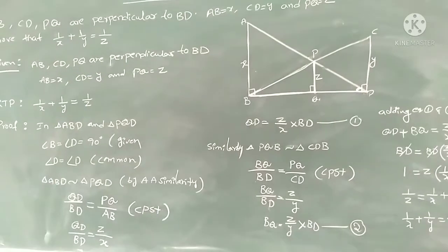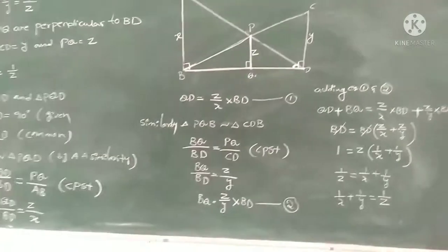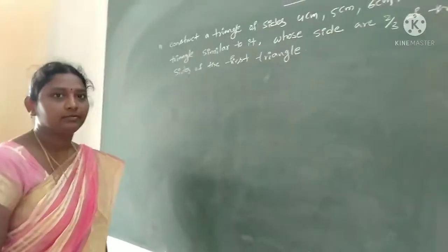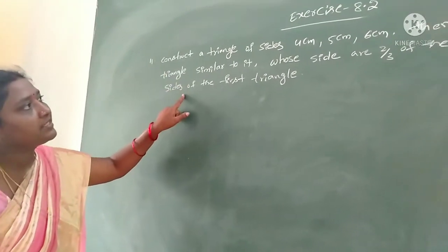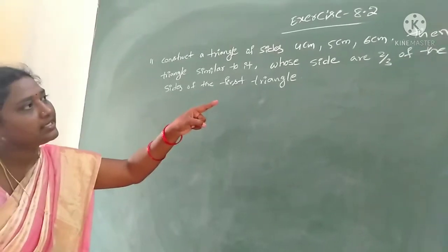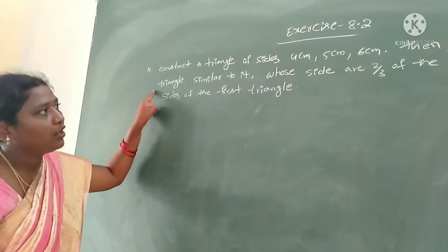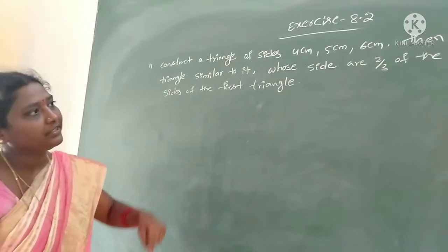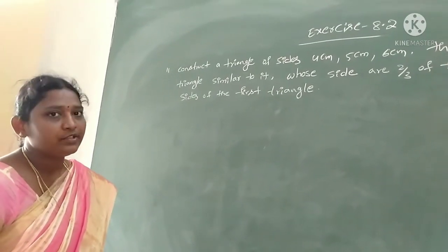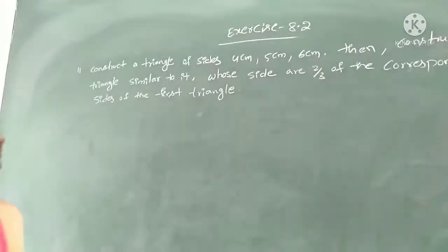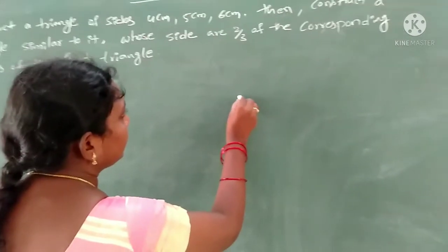Next problem. Construct a triangle of sides 4 cm, 5 cm, 6 cm. Then construct a triangle similar to it, whose sides are 2 by 3 of the corresponding sides of the first triangle. First draw the rough diagram, triangle ABC.